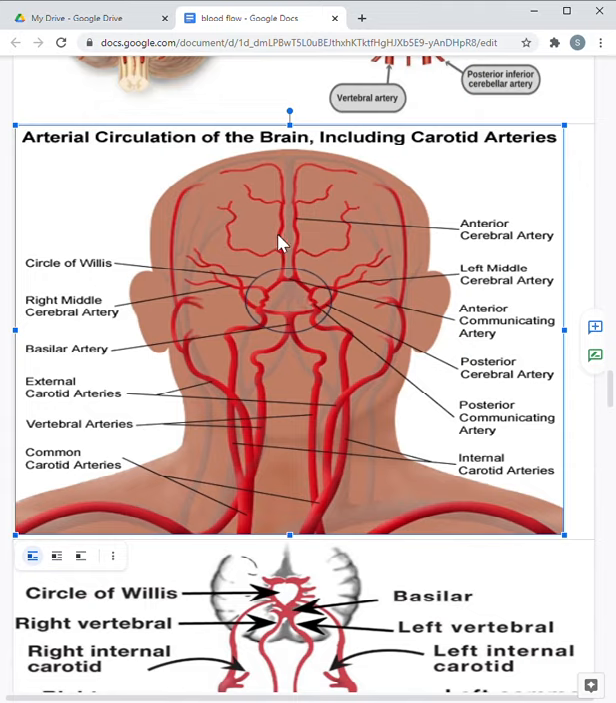And so you have this here, one hemisphere, the other hemisphere. You have these communicating arteries so that blood is able to pass from one side of the brain to the other side of the brain in case there's a blockage somewhere.